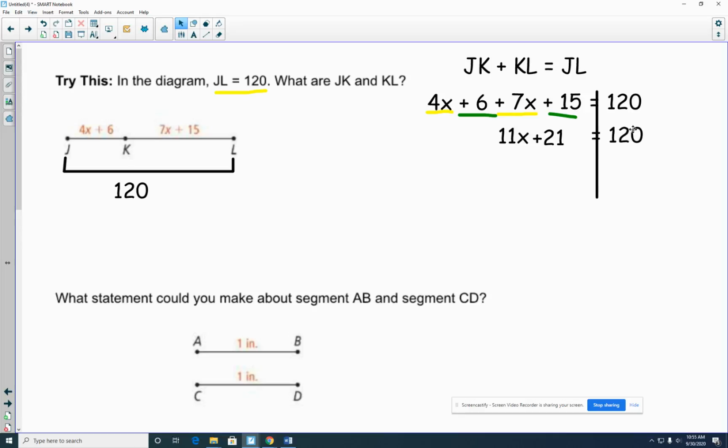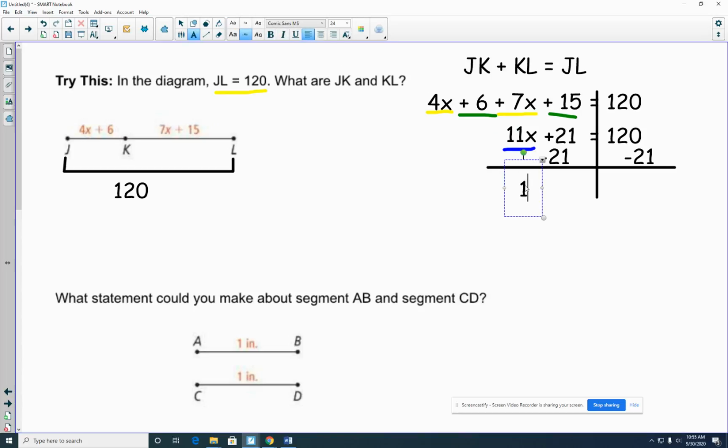Okay, now I want to get x alone, right? I want to work to get this piece here alone. So in order to do that, I have to get rid of the positive 21. So I'm going to subtract by 21. Do the same thing on this side. Subtract 21. All right, so now let's evaluate. So I draw my line. Bring down my 11x. Positive 21 and negative 21, they cancel, right? I get 0. And then over here, I have 120 minus 21, which is 99.